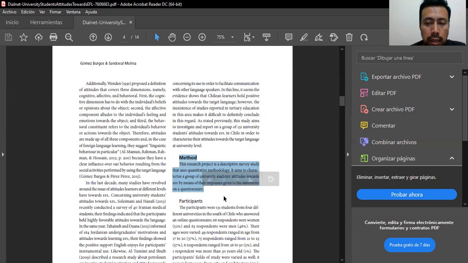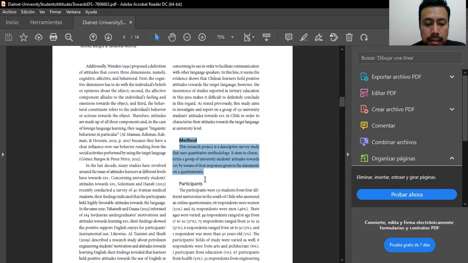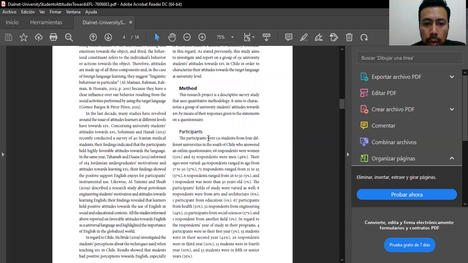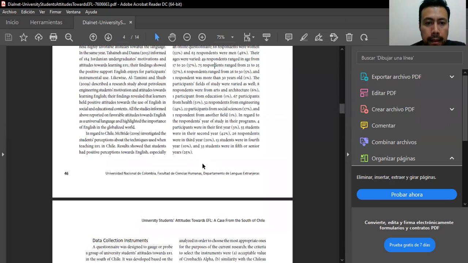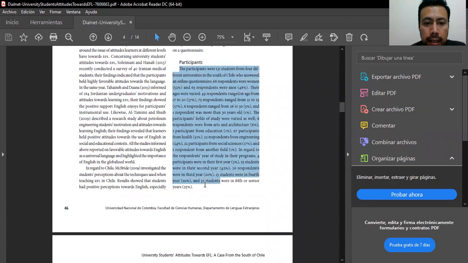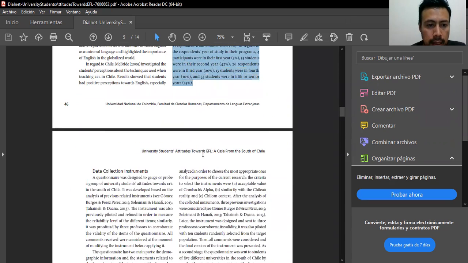The next part, as you can see, is the methods or the methodology. In the methods or the methodology, we can see materials, methods, and procedures. The materials, what kind of materials we use. Two is the participants. The participants, in this case, were 131 students from different universities, and you can see all the classification of the students.